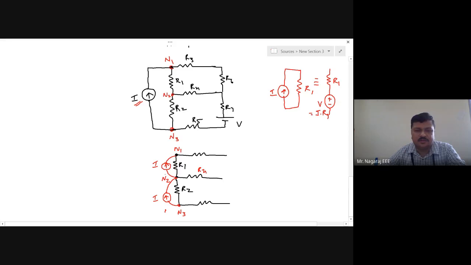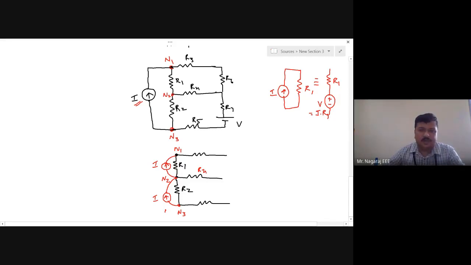And this source shifting is done on paper. All this analysis, what we are doing, is on paper for our simplification and analysis. Original circuits will not have this facility of source shifting. So this is how we have to do the source shifting.